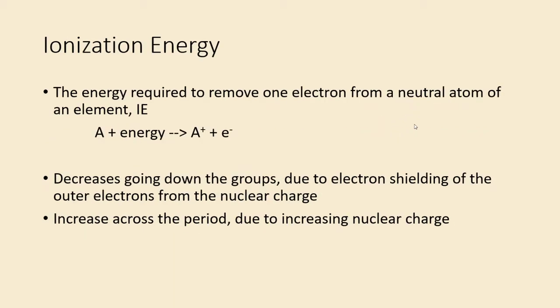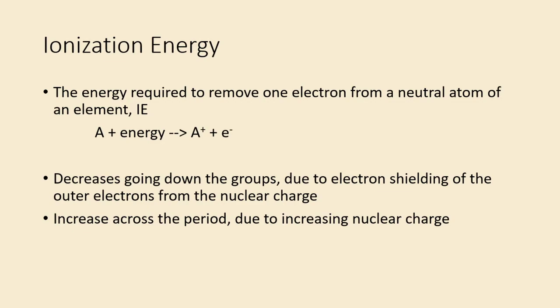Alright, so our next trend is called ionization energy, and it's essentially the energy required to remove one electron from a neutral atom of an element. So if I have element A and I give it energy, I am going to end up with an ionic form of A and an electron. This is going to decrease going down our groups, and that's due to electron shielding of the outer electrons. My Z effective is going to be weaker, so it's going to be easier to remove that outside electron.